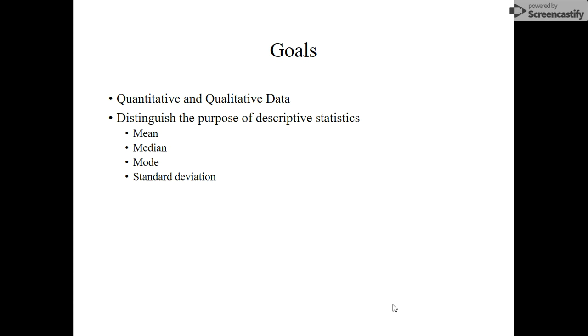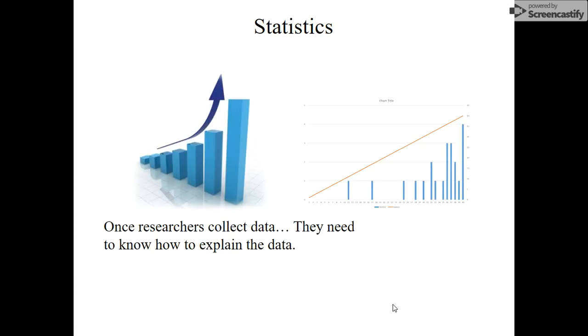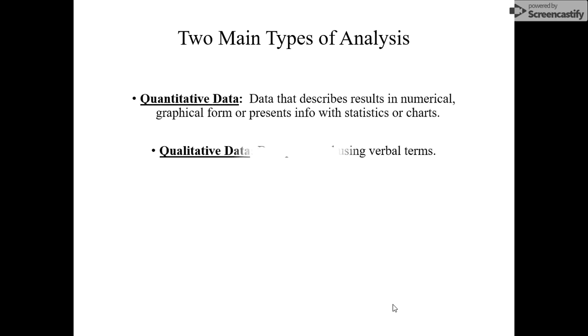So the goals for this video are to talk about quantitative and qualitative data, to talk about the difference between mean, median, mode, talk a little bit about standard deviation, and then talk about the normal curve. So, statistics. Again, once research is collected, they need to know how to explain it. So they use statistics. There's two different types of analysis.